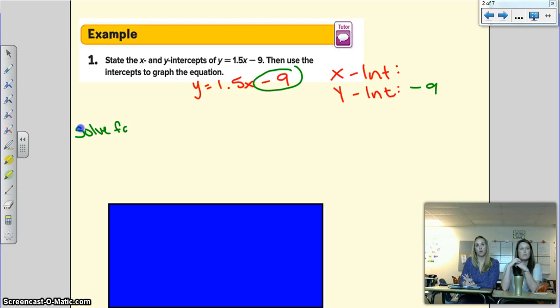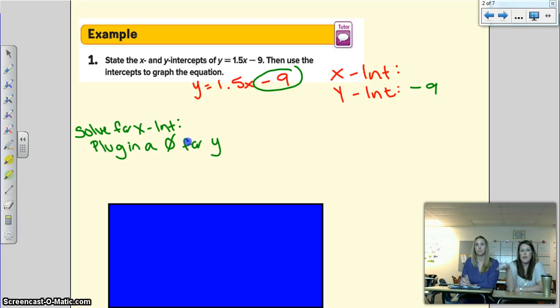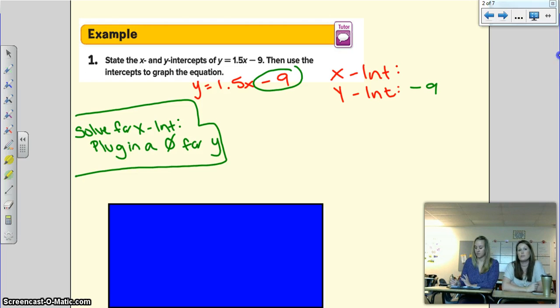So to solve for the x-intercept, plug in a 0 for y. And then you just solve for whatever it says for x. So you should write that down in your little notes.